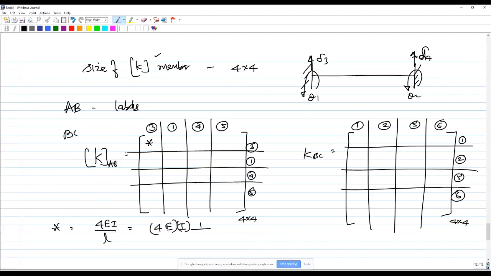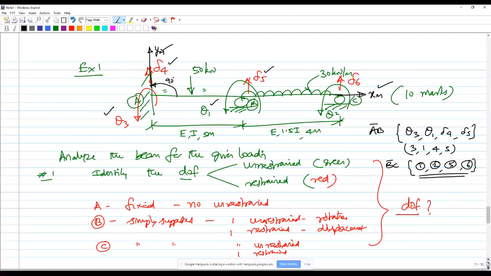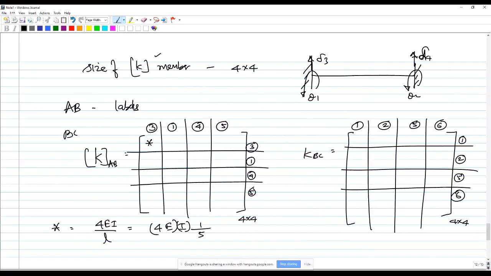And L for this member will be 5 meters. I'm using metric SI units. So it's going to be essentially 0.8 EI. If you say EI is constant, I should enter this value as 0.8. Once I have this value, I can fill up this matrix as 0.4.